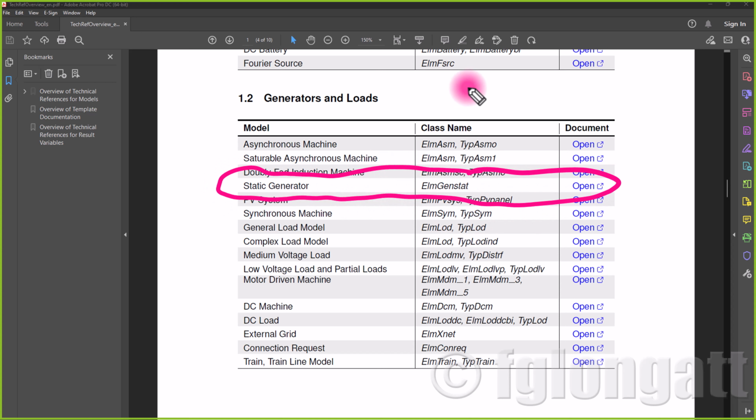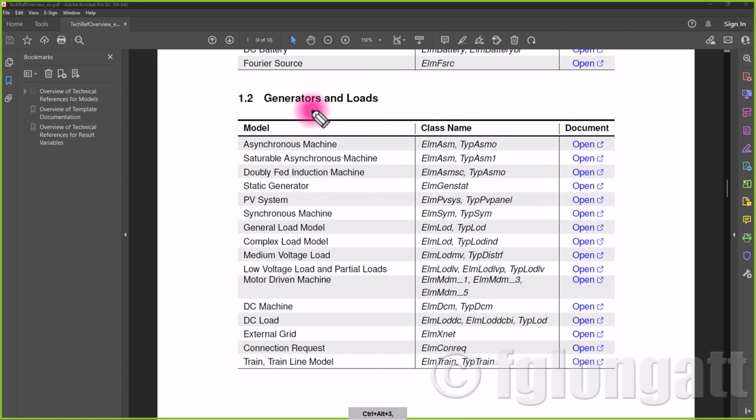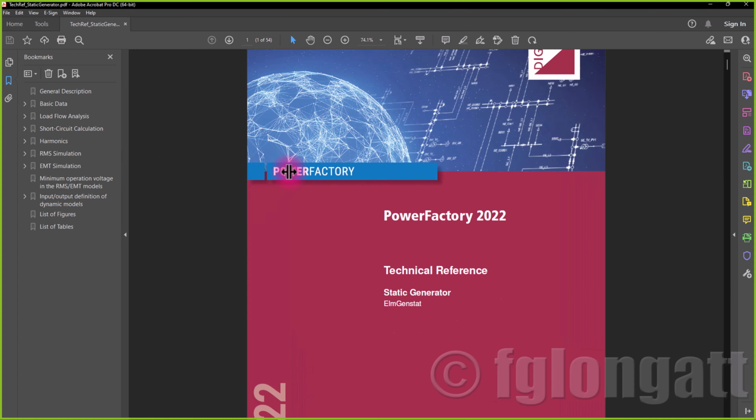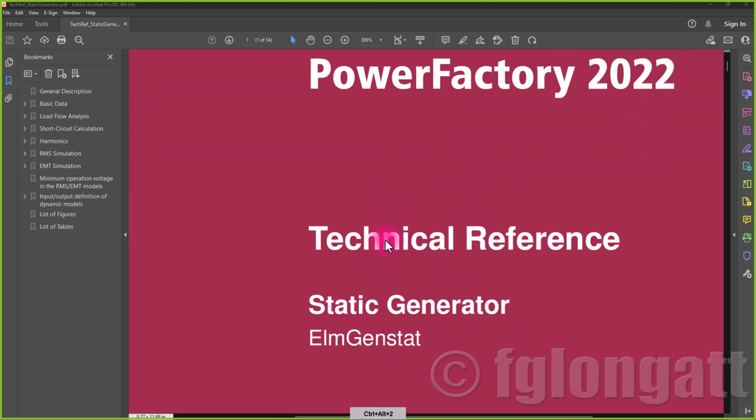Because here is where the explanation is. ELM Gen Stat, okay? What does this mean? This is the element generator, static generator, okay? Let me open that one. Yes. And we are here at the element static generator. Let me highlight here. Let me go up a bit. Okay. Remember, we need to find the static generator.